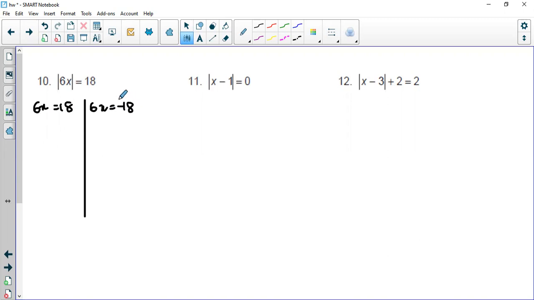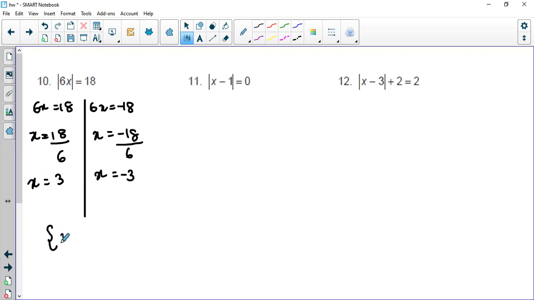Okay, so as you know, you don't need to do anything. That's just a mental math thing to do, but it's always better to do with steps. So x is going to be equal to 3. This is going to be, x is going to be equal to negative 18 divided by 6. So x is going to be equal to negative 3. So x can be 3 and negative 3.